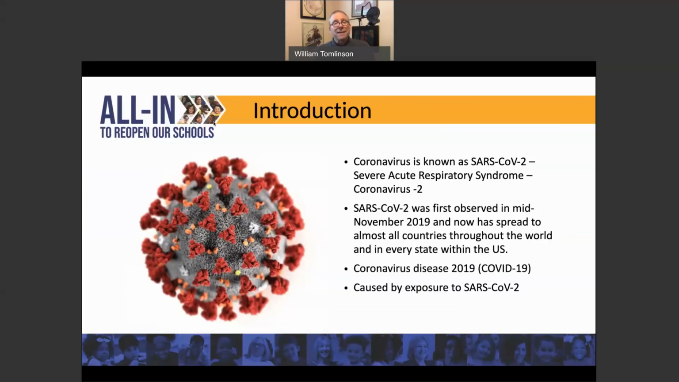2003. So COVID-19 for the year 2019 in November when it was first observed. Now, since November 2019, it has spread to every country in the world and every continent with the exception of Antarctica, at least the last time I looked.